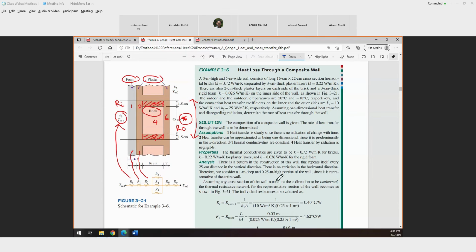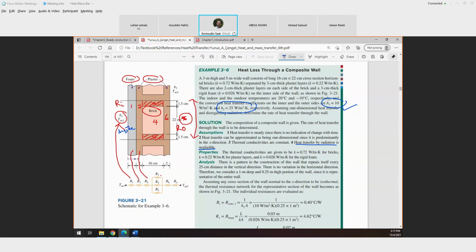You look here, this example, a composite wall. See the h value, the h value outside and inside. The h value is 10 and the h value is 25. See the assumption? Heat transfer by radiation is negligible. Because the value is low, if it is lower than 25, at least at location one, where one is the inside.